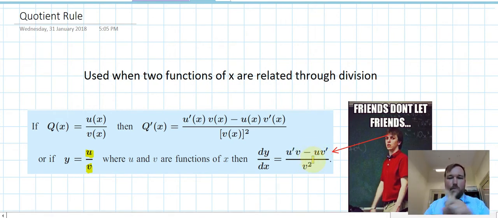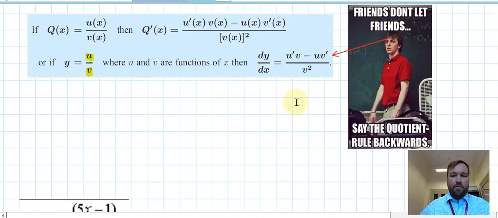The product rule, it didn't matter if you reversed. The quotient rule, it matters massively. It has to be U dash V, take U V dash, divided by V squared, where V is the denominator. Alright? So, friends don't let friends say the quotient rule backwards. You've got to get that one the right way round.